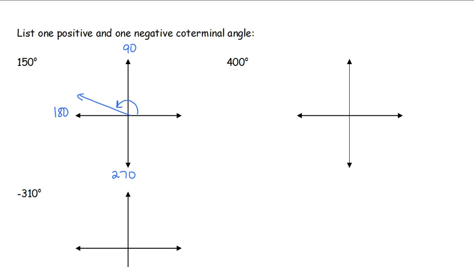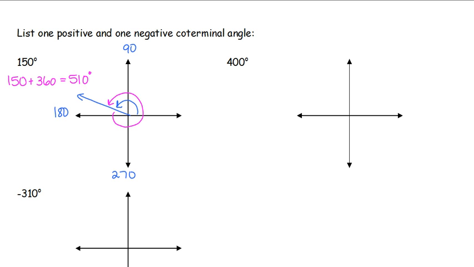So if I want a positive coterminal angle, instead of stopping, I'm going to continue back around one more time. And to get there, we have to take that 150 and add 360 degrees, where we get 510 degrees.